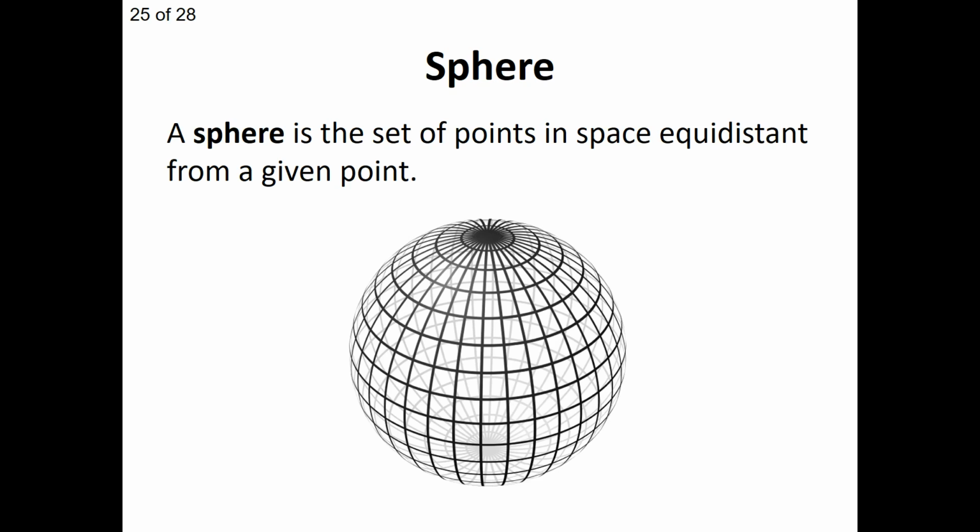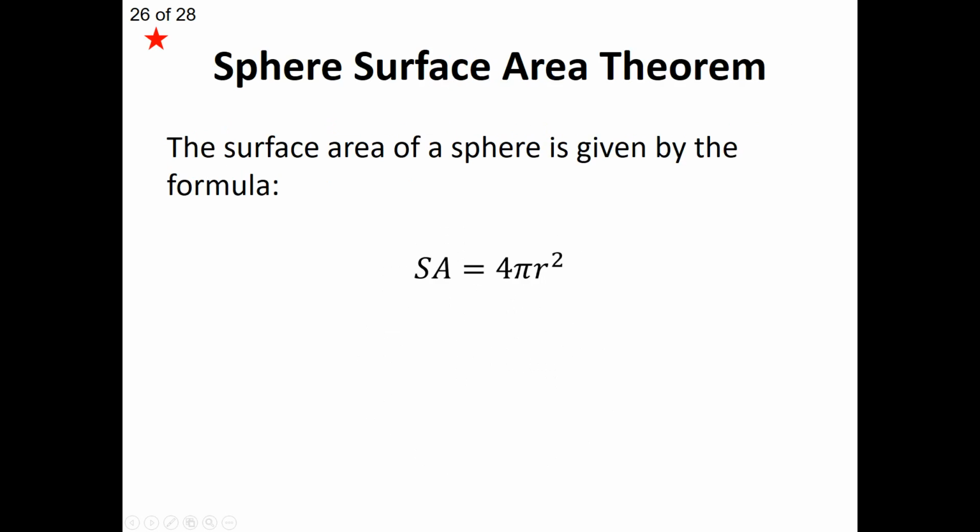Now, spheres do have surface area formulas to them. They're actually kind of a neat proof behind it. We're going to forego that proof again and just jump right into the surface area of a sphere. Here's the surface area formula for a sphere. It is simply 4 pi r squared.